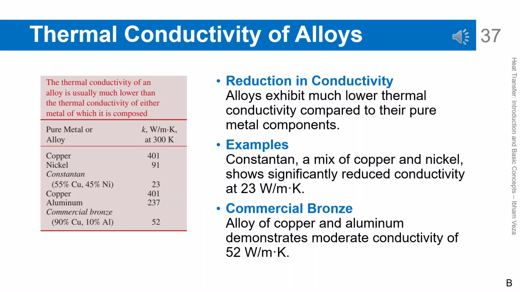Thermal conductivity of alloys? Alloys generally have much lower thermal conductivity than their pure metal components. The addition of other elements disturbs the crystal structure and hinders heat flow. Examples such as constantan and bronze show a significant reduction in conductivity. This property is often utilized in applications that require thermal resistance or certain thermal stability. Therefore, alloys are selected not only for mechanical strength, but also for their thermal properties.